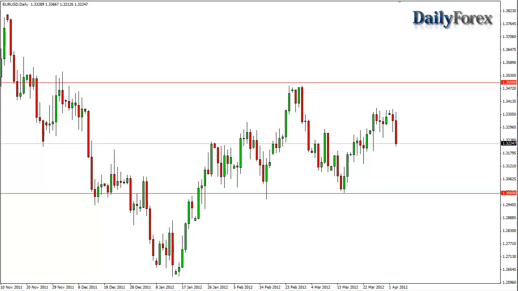This is Christopher Lewis from the dailyforex.com trading desk, taking a look at the upcoming April 4th Forex session. The pair in front of you is the euro dollar. As you can see, I have a fairly clean chart here.